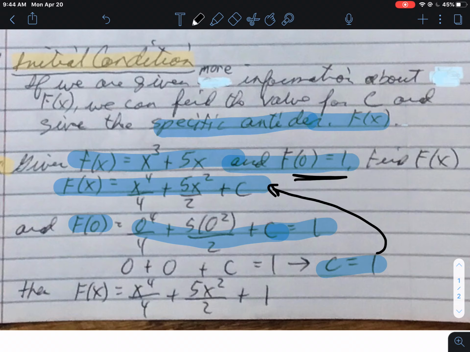So our specific antiderivative in this case for cap F of x is x to the 4th over 4 plus 5x squared over 2 plus 1. Right? So if you're given specific information about your antiderivative, then you can find the c value, and then you just tack that on in place of c. And that is a specific antiderivative.